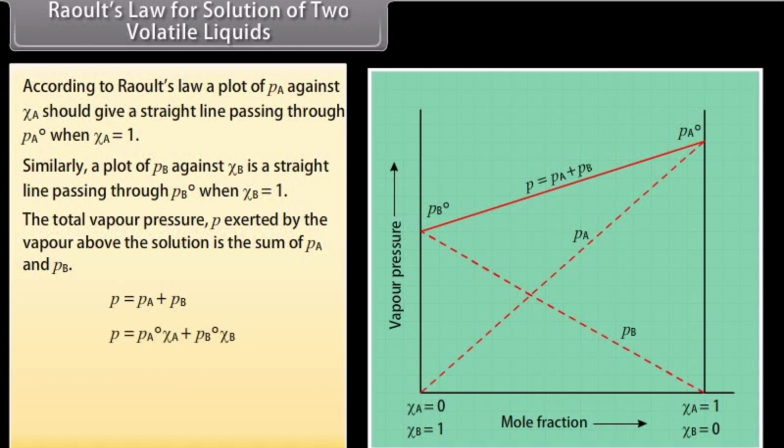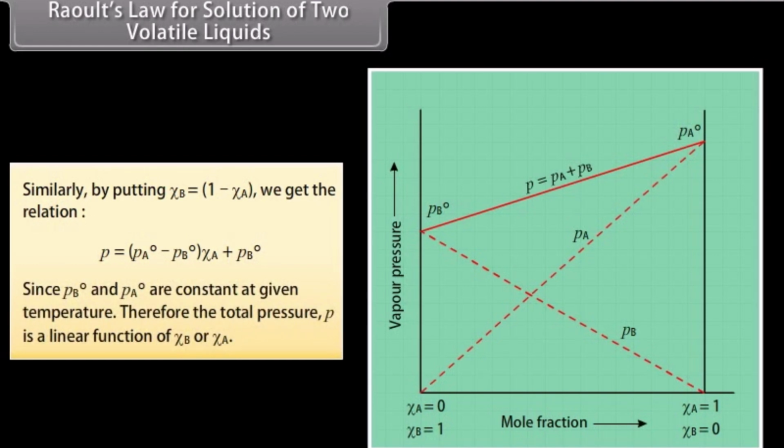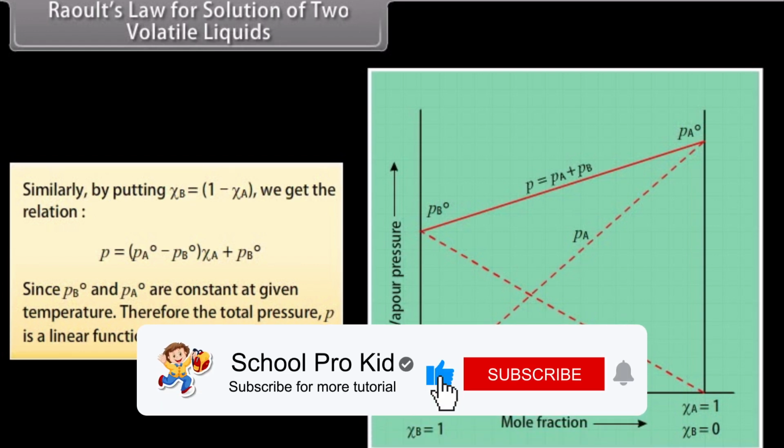By putting X_A equal to 1 minus X_B, we get the relation P = (P_B° − P_A°) × X_B + P_A°. Similarly, by putting X_B equal to 1 minus X_A, we get the relation P = (P_A° − P_B°) × X_A + P_B°. Since P_B° and P_A° are constant at given temperature, therefore, the total pressure P is a linear function of X_B or X_A.